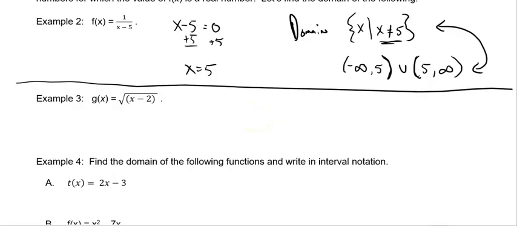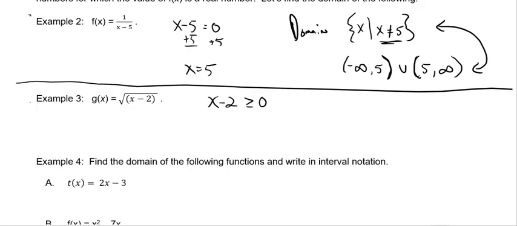I explained this a little bit before. You can't take the square root of a negative. Completely different thing. So that means this has to be non-negative. Algebraically, that's greater than or equal to 0. That is different than this concept of not dividing by 0. Students mix these two up all the time.